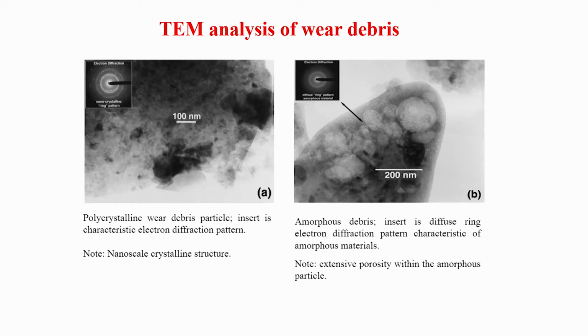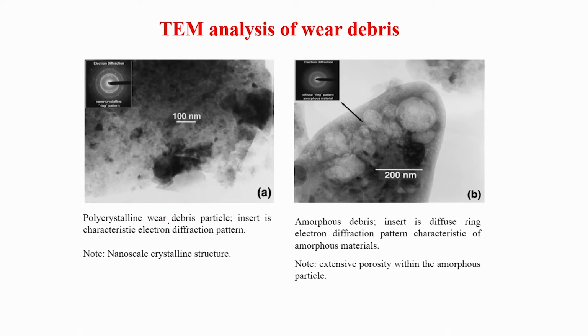Now, there is also evidence of phase transformation of zirconia, particularly after the fretting wear. Often tetragonal zirconia transforms to orthorhombic zirconia and so on before it transforms to monoclinic zirconia. So, these are bright field transmission electron microscopy images of the polycrystalline wear debris particles, where you can see in the inset the characteristic electron diffraction pattern, and you can see this nanoscale crystalline structure.